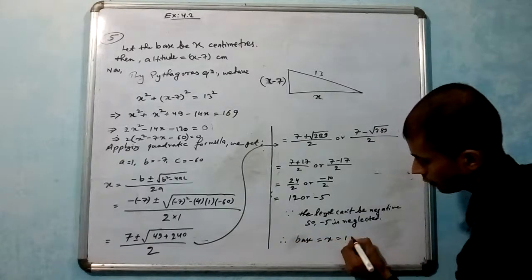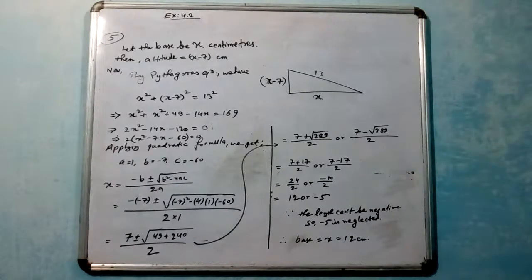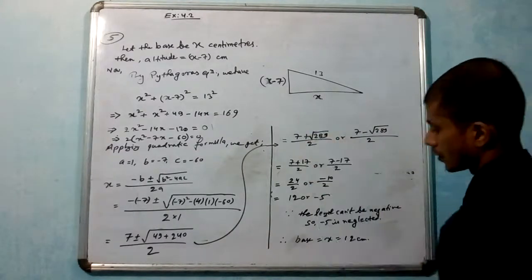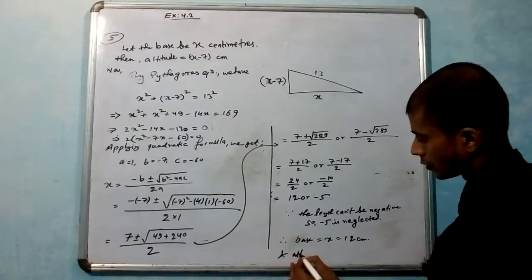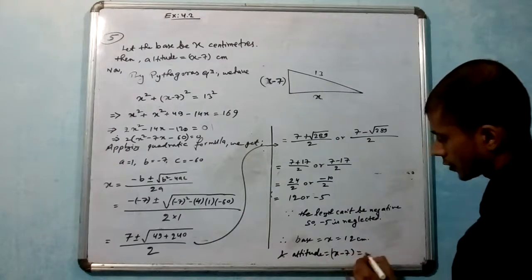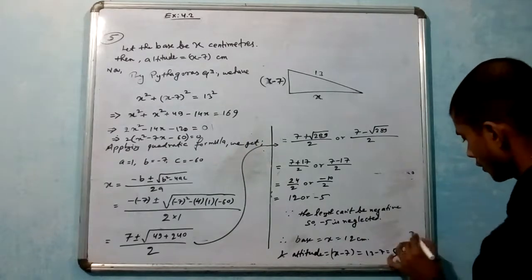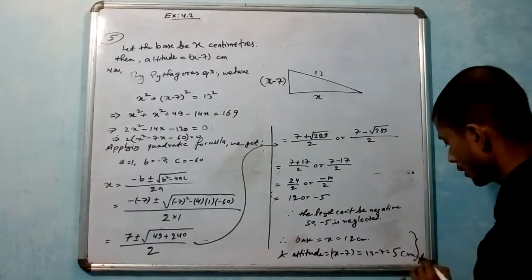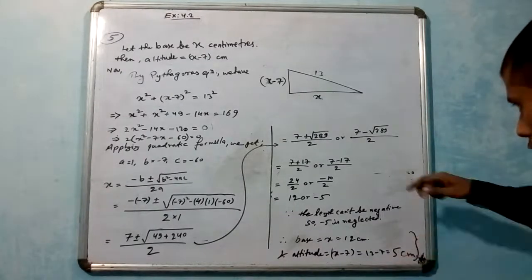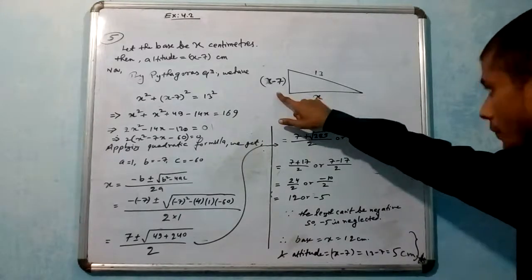Clear? The base is 12 centimeters, and altitude is equal to x minus 7, that is 12 minus 7, that is equal to 5 centimeters. So this is our answer, okay. Now let us cross verify whether we have done correct or not. If it is 12 and 5, then according to the Pythagoras theorem, it should be 13 or not.